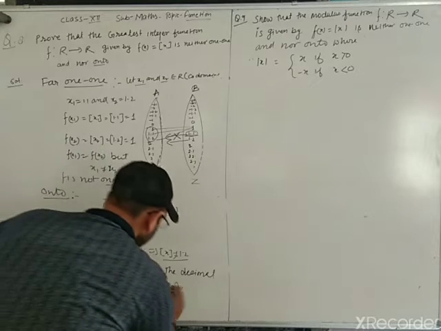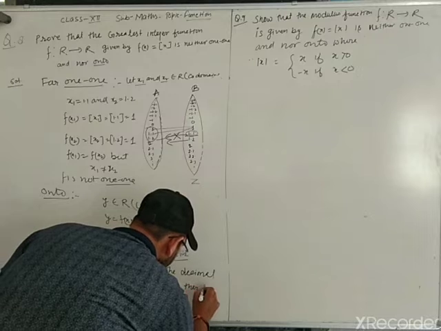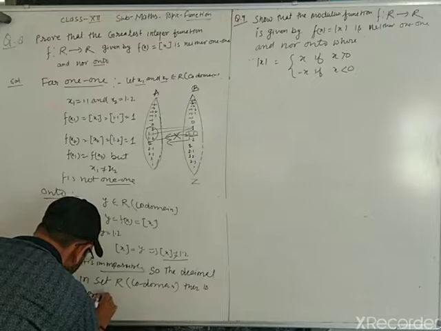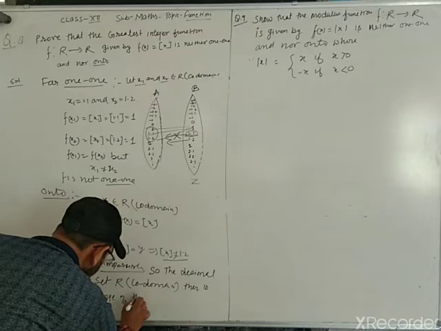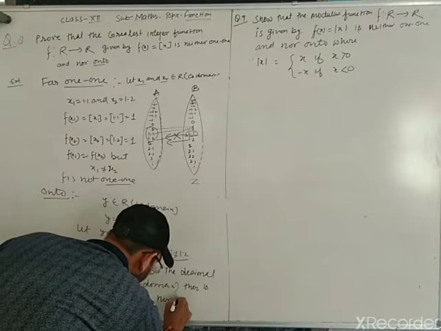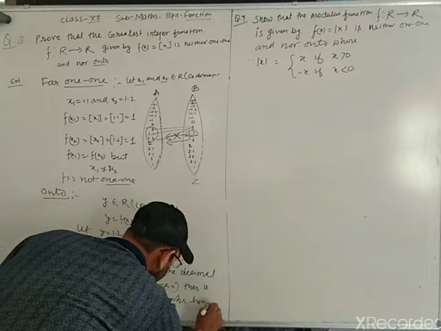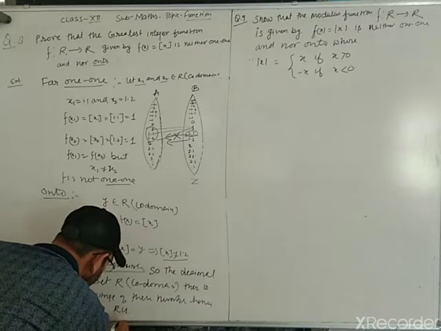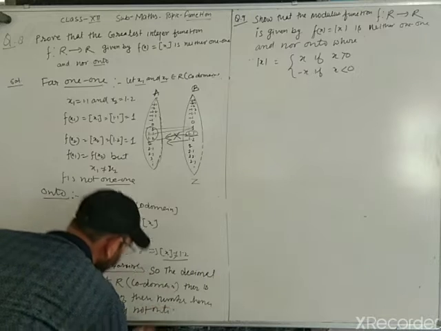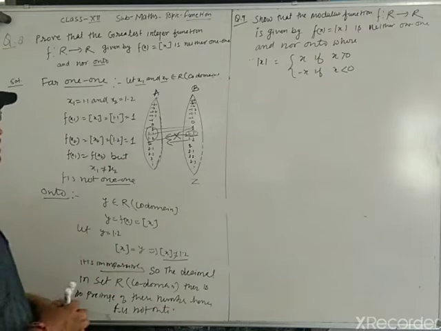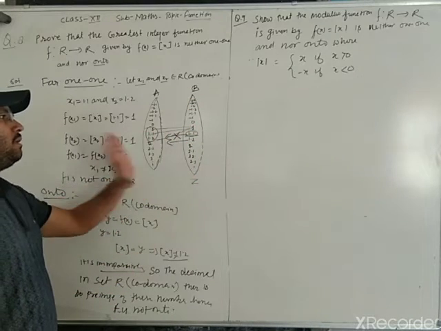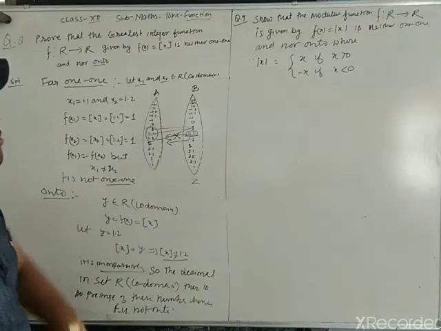In the codomain, there is no pre-image of these decimal numbers. Hence F is not onto. Why is it not onto? Because every decimal number does not have its pre-image. Clear? Okay, now we move to the next question.